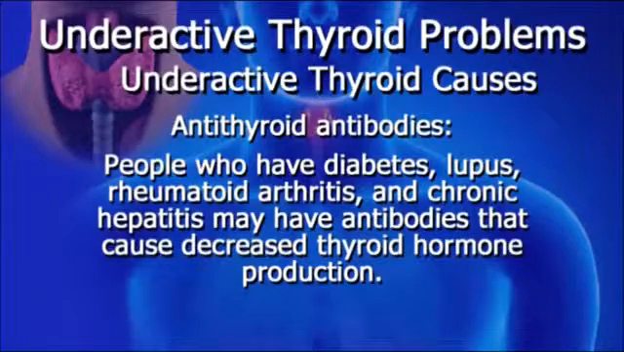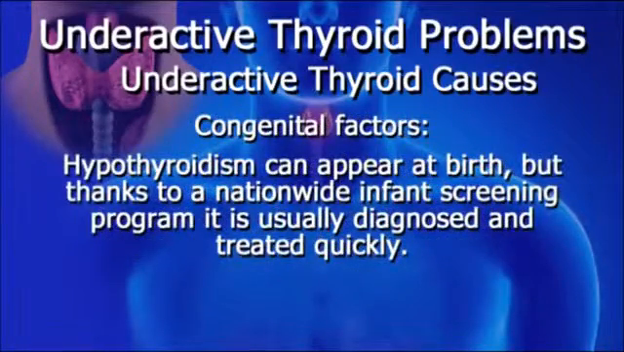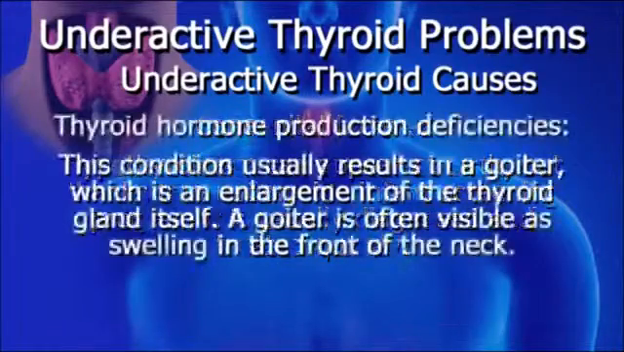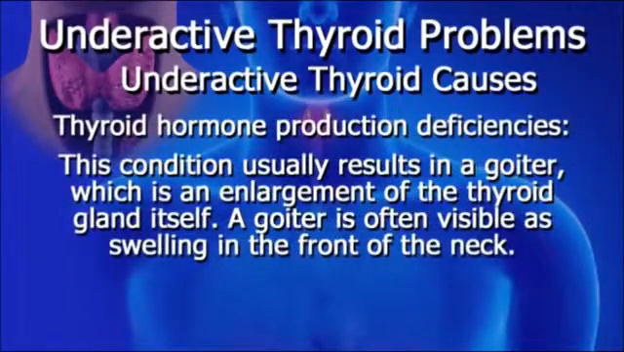Congenital factors. Hypothyroidism can appear at birth, but thanks to a nationwide infant screening program, it's usually diagnosed and treated quickly. Thyroid hormone production deficiencies. This condition usually results in a goiter, which is an enlargement of the thyroid gland itself. A goiter is often visible as swelling in the front of the neck.